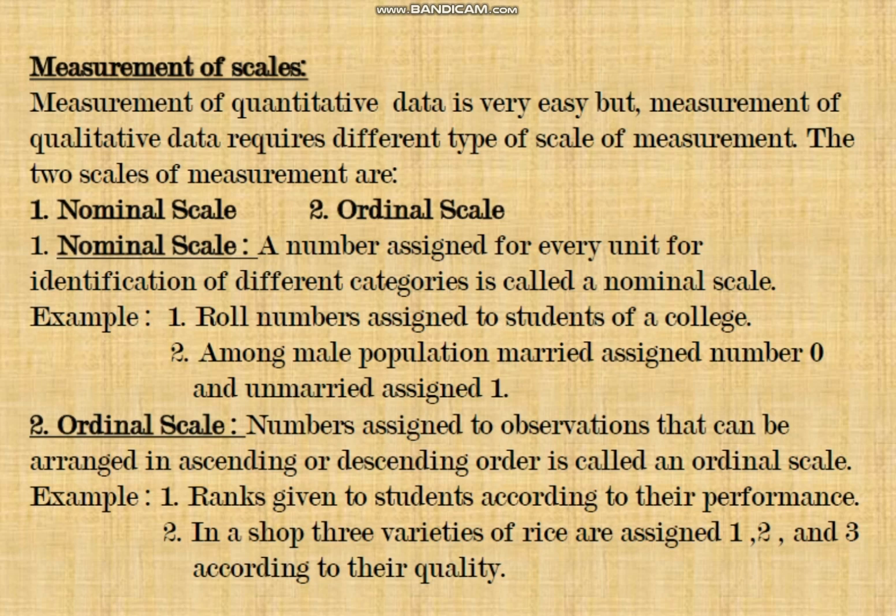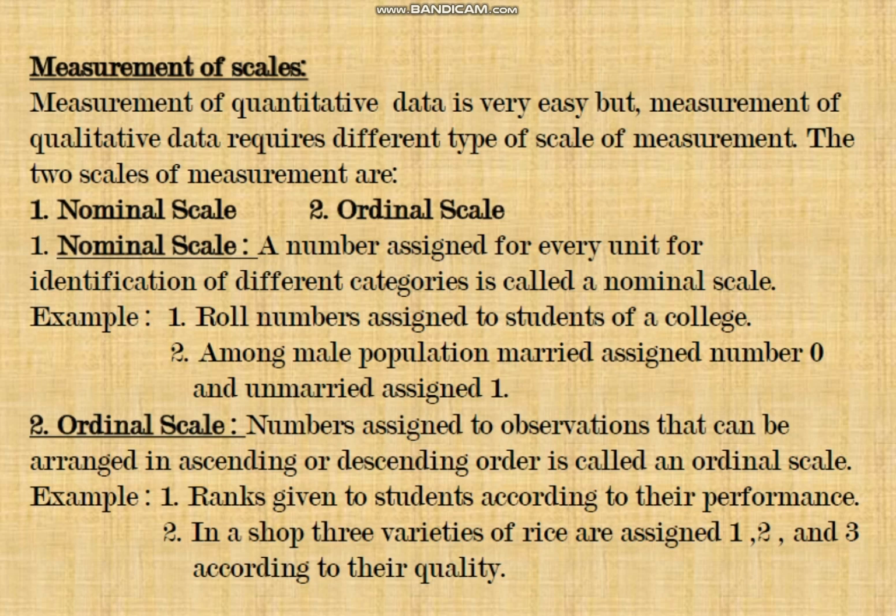The second example is, among the male population, married assigned 0 and unmarried assigned 1. Like I told you, married is a quality. If you are married, then it's considered as married. Unmarried means unmarried. So you can't give a percentage there, but you can assign a number here, 0 and 1. So nominal scale means, like, in name only. For the purpose of identification, numbers are allotted to the given data.